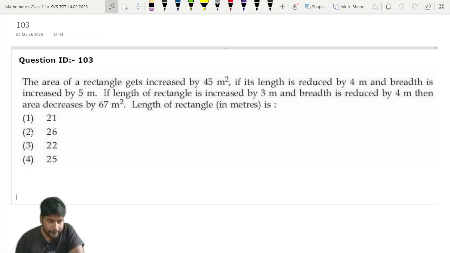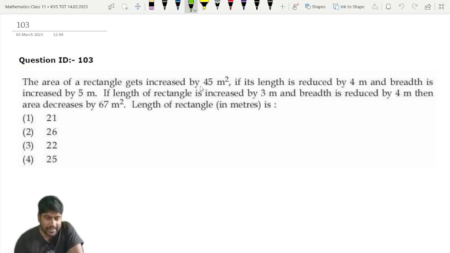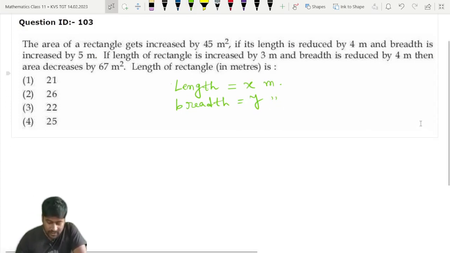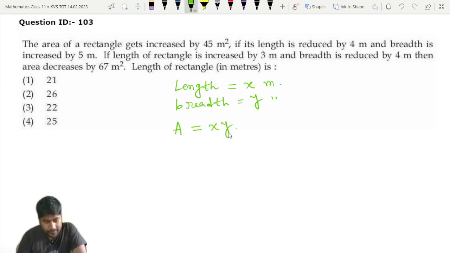Question number 103. The area of a rectangle gets increased by 45 meter square if its length is reduced by 4 meter and breadth is increased by 5 meter. Anyway, first we will let the length be x meter and the breadth we will assume is y meter. Now if we have length and breadth, then we know what the area will be. Area A will be equal to xy. That is the original area of the rectangle.